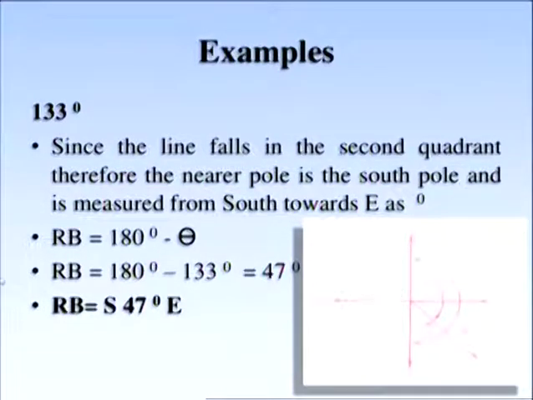Here to find the reduced bearing, our equation is 180 degrees minus bearing. So 180 degrees minus 133 degrees is 47 degrees. And our line is near the south pole, so the answer is south 47 east. In this way we convert 133 degrees whole circle bearing into the reduced bearing: south 47 degrees east. This is the third example.